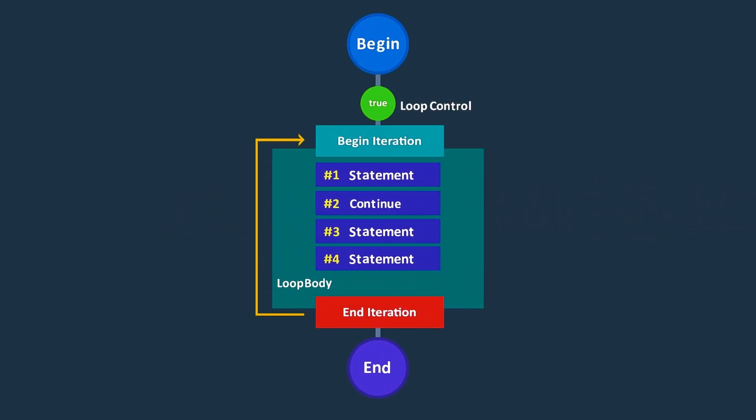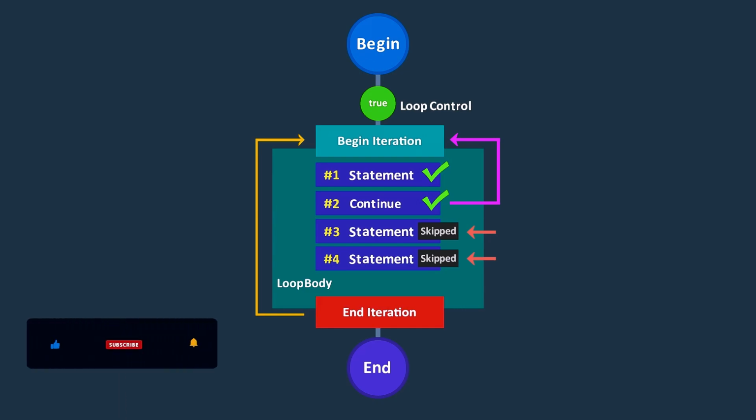Sometimes in a loop, we know that when a specific condition is met, we don't need to execute the remaining statements anymore. In such cases, we can use the continue statement to quickly move to the next iteration of the loop. In simple terms, it allows us to skip certain code inside the loop when a specific condition is met.